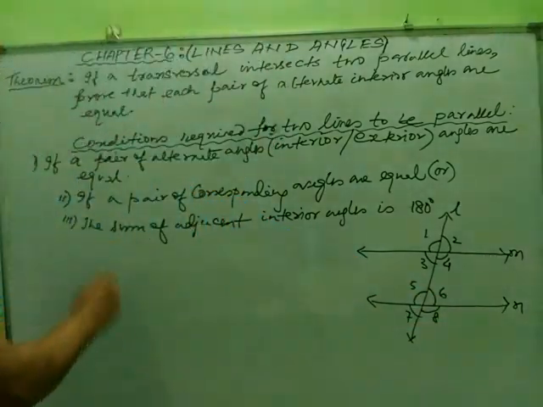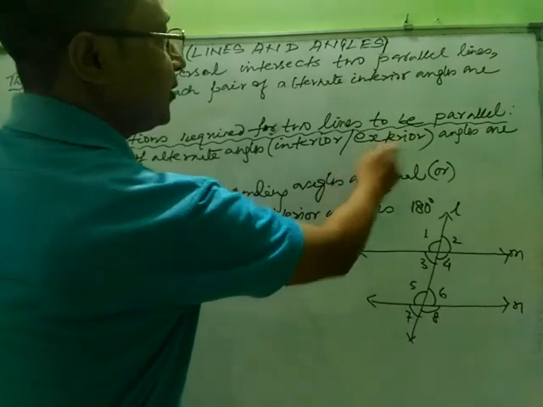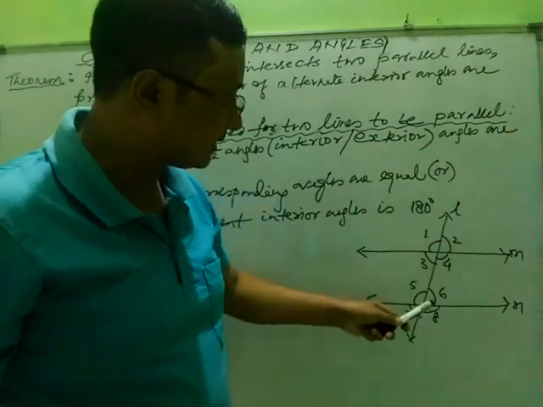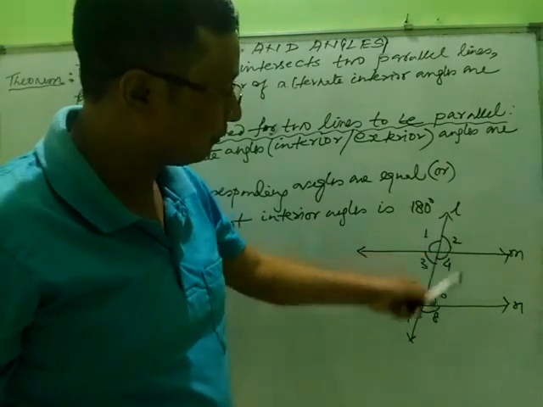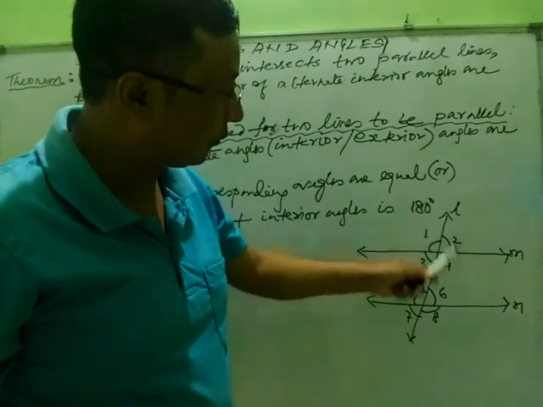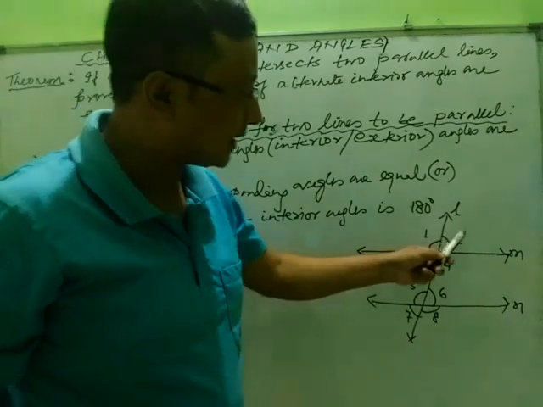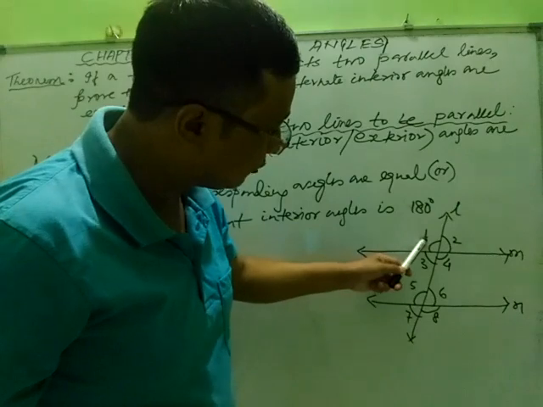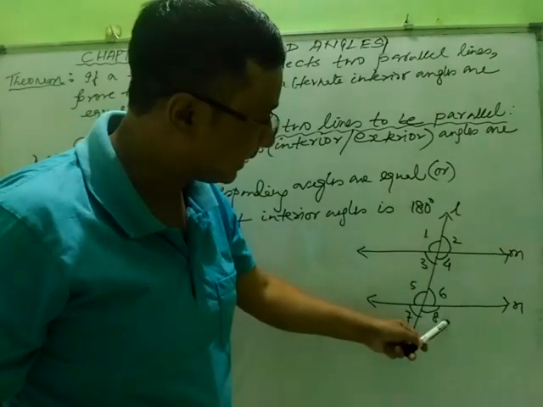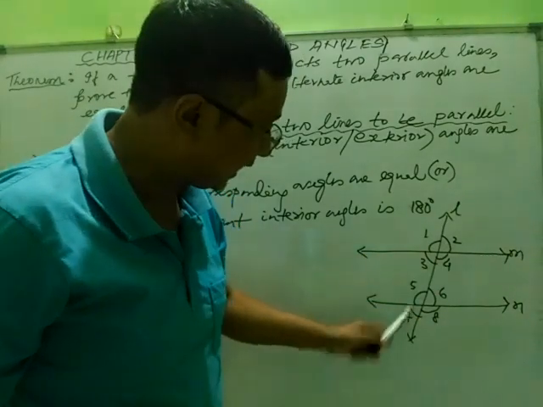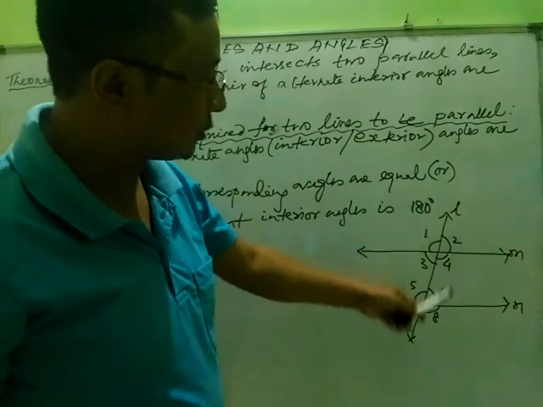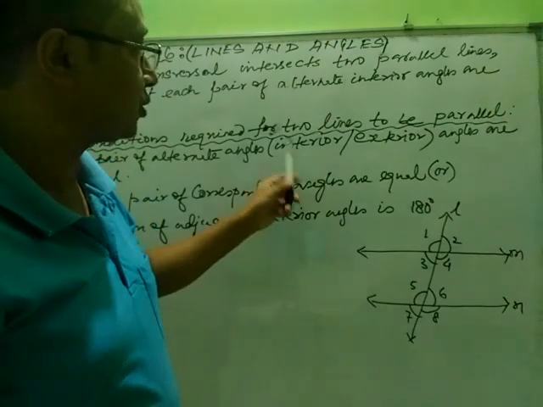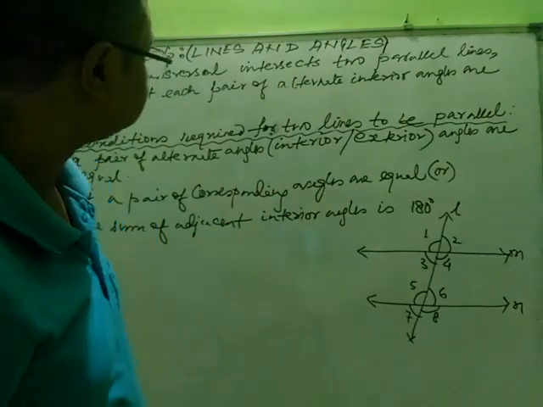Similarly, alternate exterior angles. Exterior, that is the angles lying outside the lines. So here 1, 2, 8 and 7, these four angles are the alternate exterior angles. So here, angle 1 equals angle 8, angle 2 equals angle 7. So these two pairs, if they are equal, in their case also the two lines will be parallel.